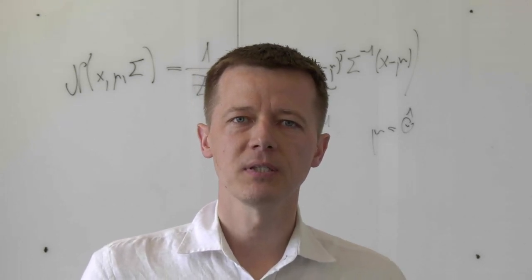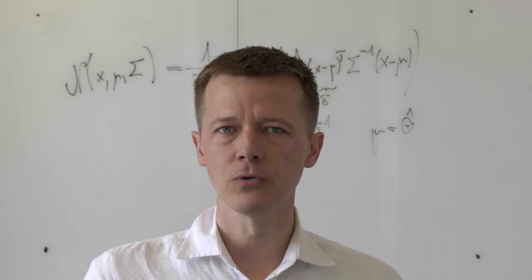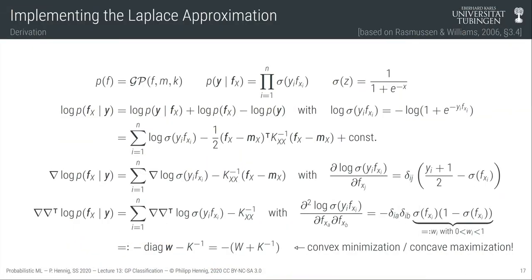So let's do the derivations in a symbolic fashion instead of the code, because those are actually kind of interesting because they highlight some interesting structure. To start that, let's first see what all the quantities are that we need. We're going to multiply our Gaussian process prior with a non-Gaussian likelihood that consists of a product of individual logistic terms, where the logistic function is given by this sigmoid.